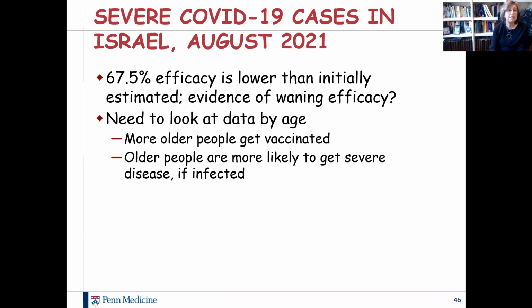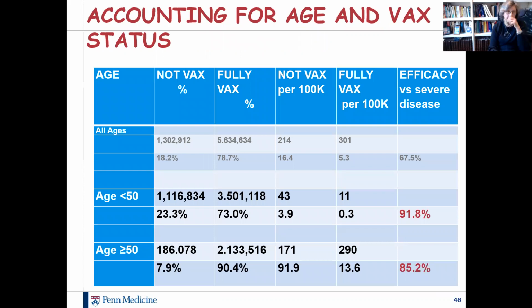Was this evidence at least of waning efficacy? But it was recognized that you had to look at the data by age because more older people get vaccinated, and older people are more likely to get severe disease if infected. When you look at it by age, you can see that those under the age of 50, more of the cases were actually in those who weren't vaccinated, and the efficacy versus severe disease was over 90%.